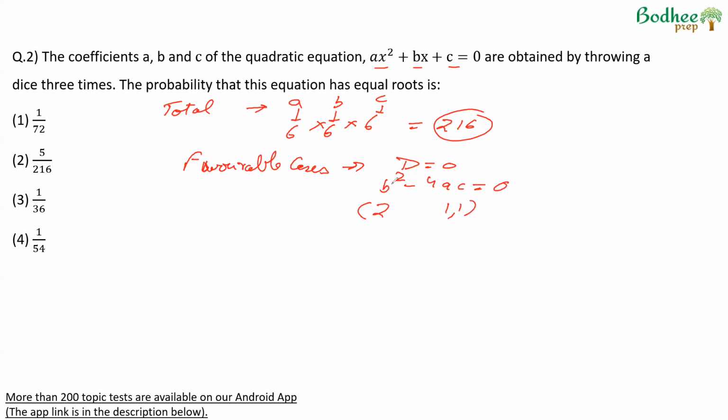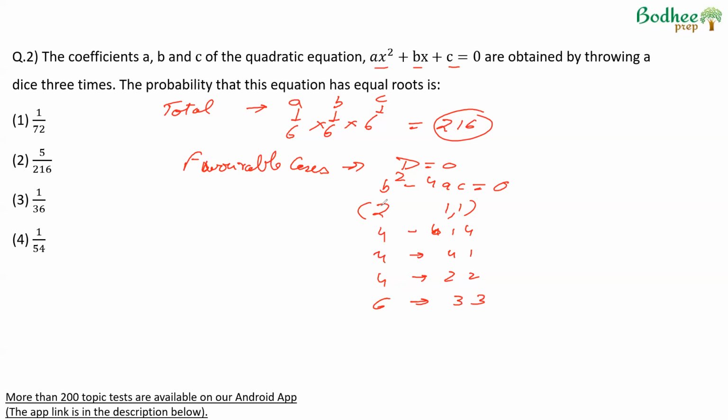If b is 3, 3 square is 9, not possible. If b is 4, 4 square is 16. We could have b 4, a could be 1, c could be 4. With b 4, a could be 4, c could be 1. Or with b 4, we could have a and c as 2 and 2. 16 is 4 into 1 into 4, 4 into 4 into 1, 4 into 2 into 2. If b is 6, we will have 36. For 36, we need 4 into 9. The only possibility is 3 and 3.